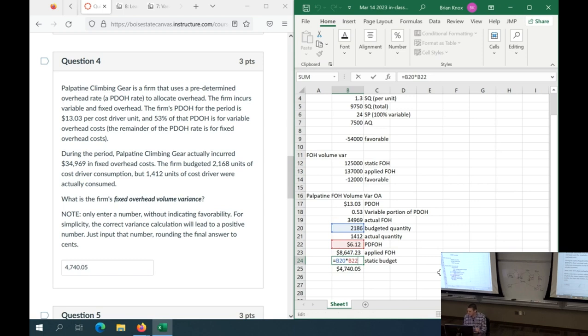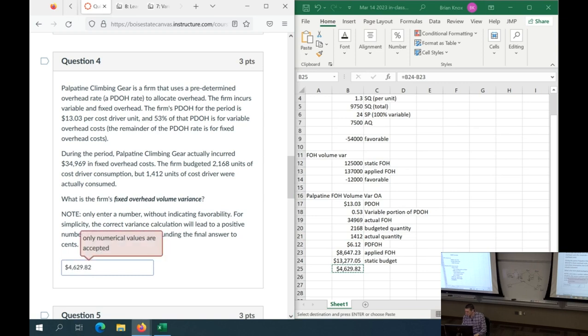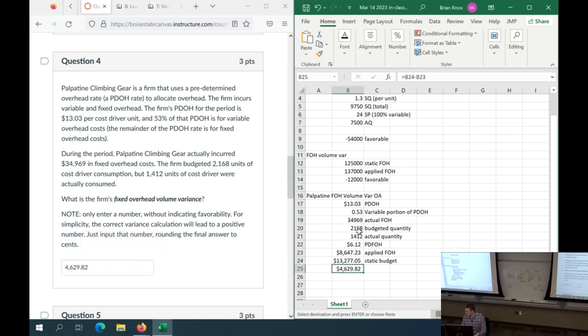So I took our fixed overhead portion of the PDOH rate, $6.12, and it might be a little more than that. It might have rounded at 2 decimal points. And we multiplied that by the budgeted quantity of cost drivers. So in the static budget, we would have budgeted this $13,000 figure that we have right here. Aha, thank you. So I would have gotten that wrong. All right, 22,168 are budgeted units of cost driver consumption, our budgeted cost driver consumption.